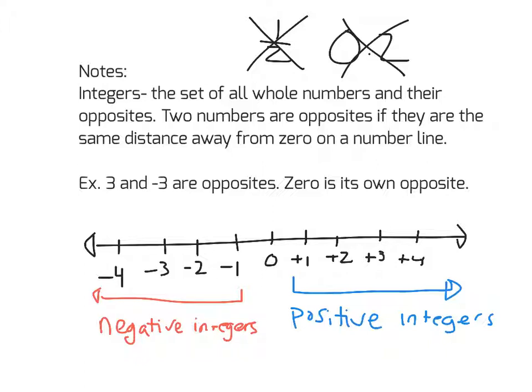Now when we talk about integers, we talk about opposites. These numbers are opposite if they're the same distance away from zero on a number line. For example, the opposite of 3, positive 3, is negative 3 because their distance from 0 is the same, if I was to draw a perfect number line. So, 0 is its own opposite. You're just going to have to remember that.